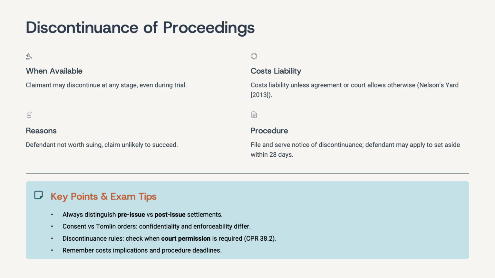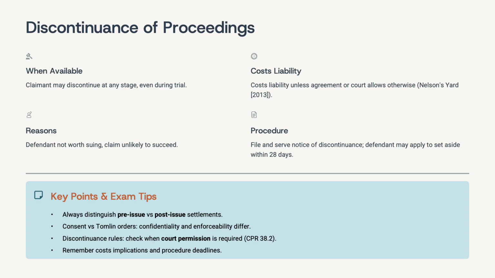The usual procedure is to file and serve a notice of discontinuance. The defendant can challenge it within 28 days, but this is very rare. Always remember to check if court permission is required, particularly in multi-party claims.